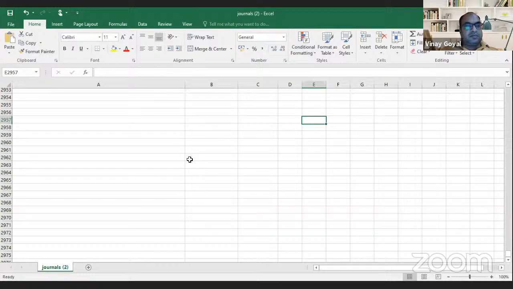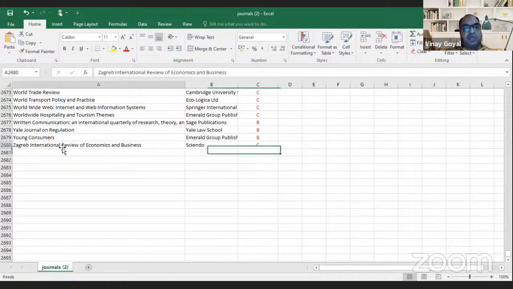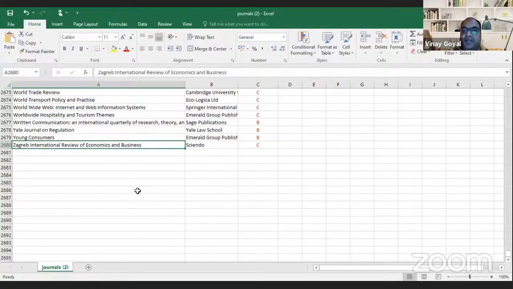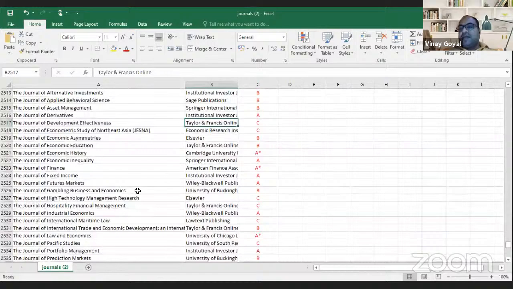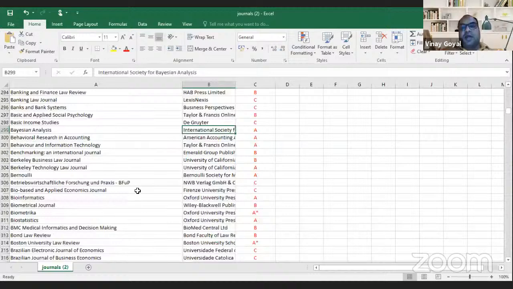So at present, they have around 2,680 journals which are listed, which are classified. And you can see here the name of the publisher is given. And this is one of the most difficult tasks when you write a quality research paper.